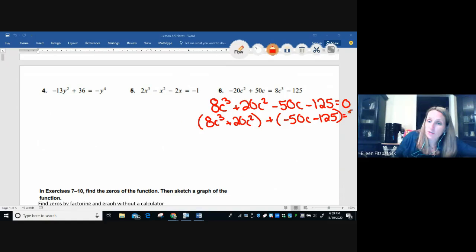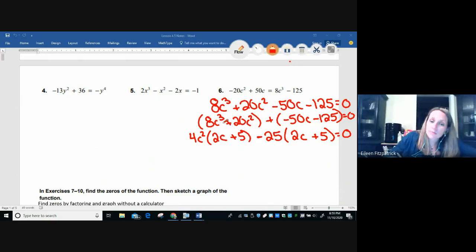Now I'm going to look for a GCF within each group, okay? So the GCF here is a 4c squared, which is going to leave me with a 2c plus 5. My GCF of the second group is a negative 25. When I factor out a negative 25, negative 50 divided by negative 25 is a positive 2c. Negative 125 divided by negative 25 is a positive 5.